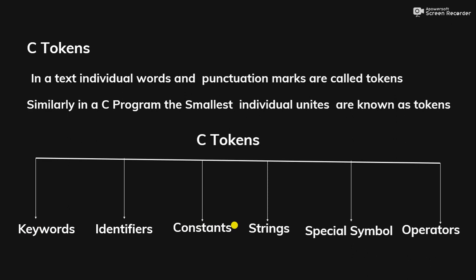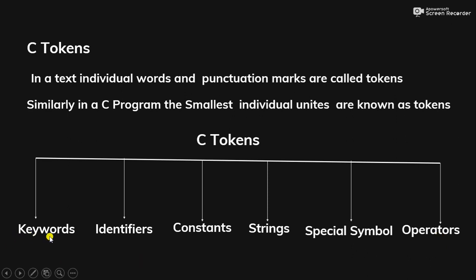We are going to learn each type of C tokens in detail in our upcoming videos, and we are also going to see how to declare constants, what the different types of constants available in C are, and how to define strings, how to use strings, and how to print strings. We also have a separate class for operators and its types.